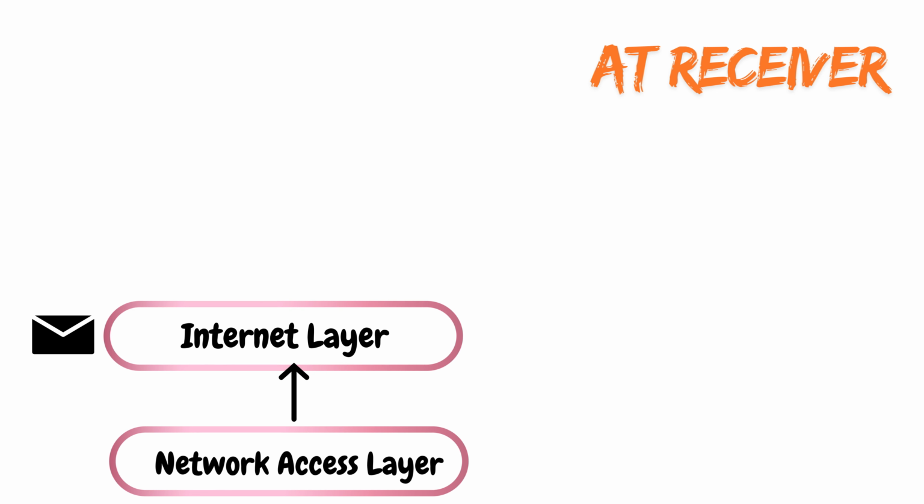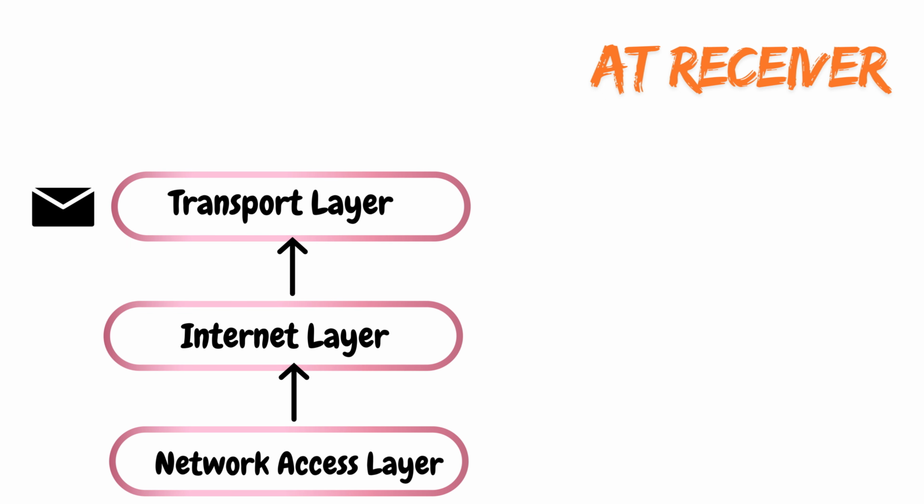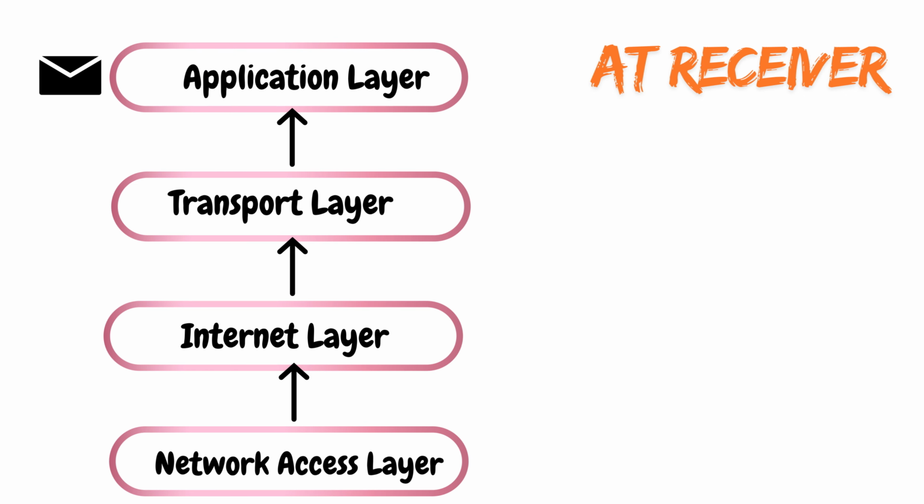At the destination, the process is reversed. The network access layer receives the frame. The internet layer extracts packets and checks the IP address. The transport layer reassembles the segments and ensures accuracy. Finally, the application layer delivers the data to the user. This reverse process is called decapsulation.